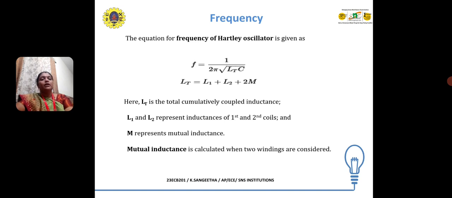The equation of the Hartley oscillator is f is equal to 1 by 2 pi root of LT C, where LT is the total inductance, because here two inductors are used. LT is the total cumulative coupled inductance, and L1 and L2 represent the inductance of the first and second coil, and M represents mutual inductance, that is LT is equal to L1 plus L2 plus 2M. The mutual inductance is calculated when two windings are considered.